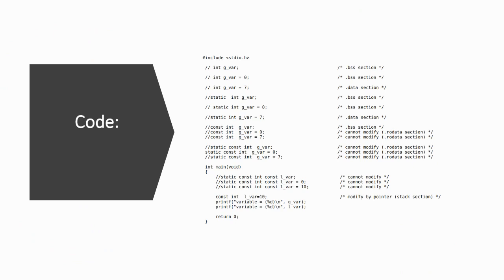This is the code which I'm going to use for the debug session. As you can see, I made divisions for the global variable, static global variable, constant global, and static constant global variable, as well as a few local variables, to demonstrate how these values are going to be modified or which values you cannot modify.